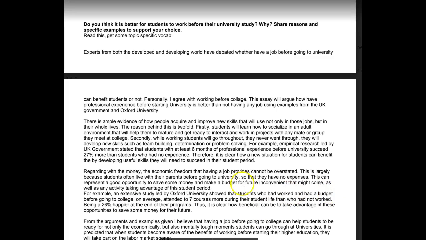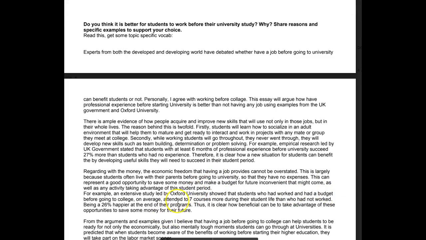Thus, it is clear how beneficial it can be to take advantage of these opportunities to save some money for the future. Alright, so I gotta be honest with you. Your example wasn't really clear for me. So you said in the beginning that having money gives economic freedom, and so it allows them to take advantage of their time as a student. So that I understood. But then this thing here said that students took 7 more courses, and as a result they were 26% happier.